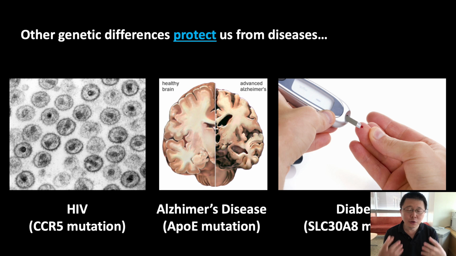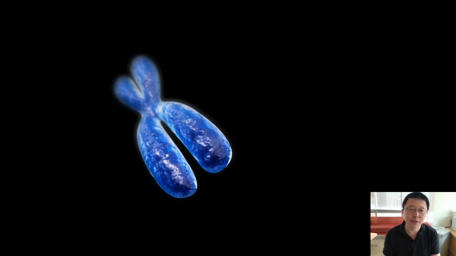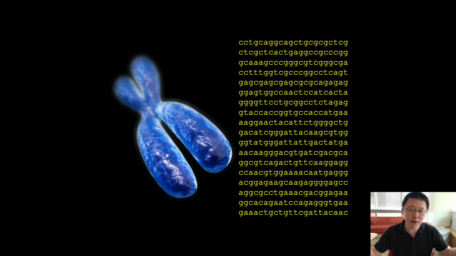So, to think about how to do this, let's look at what the human genome looks like first. The human genome consists of many different chromosomes, and this is an artist's rendering of what a chromosome looks like. If you zoom into the chromosome, you'll see that each chromosome is a long string of DNA, and that DNA is composed of just 4 different letters, A, T, G, and C. These are the different DNA bases that make up the human genome.